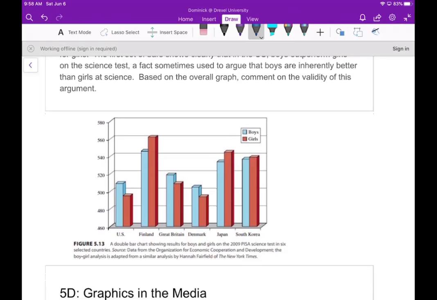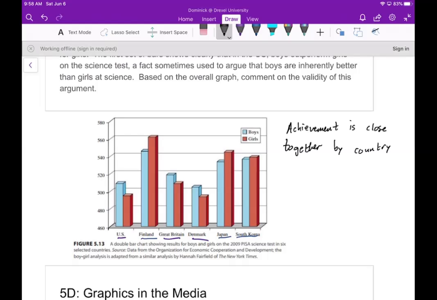Well, if you look at some of the other countries, we have that in Finland, Japan, and in South Korea, it looks like the girls actually do better, right? Whereas in the United States, Great Britain, and Denmark, the boys do better, right? So it seems that the achievement is fairly close together by country, right?